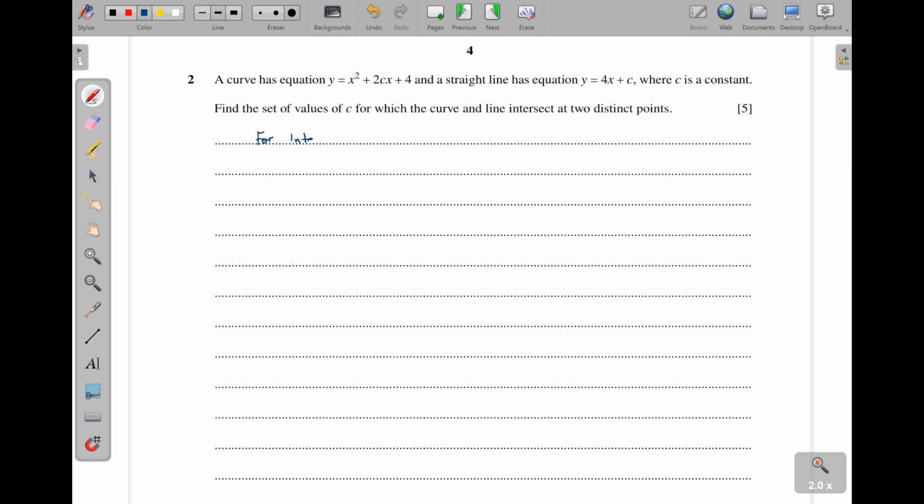So for intersection, we are going to use substitution. In the place of y for this, I can put this whole thing here, okay? So we shall have x squared plus 2cx plus 4, which is equal to 4x plus c. And then bring everything this side. We shall have x squared plus 2cx minus 4x, then plus 4 minus c, which is equal to 0.